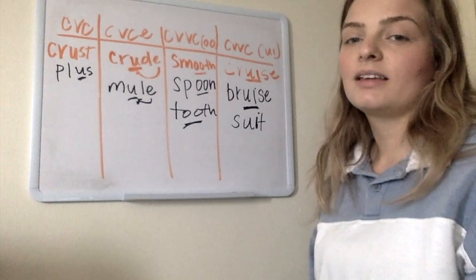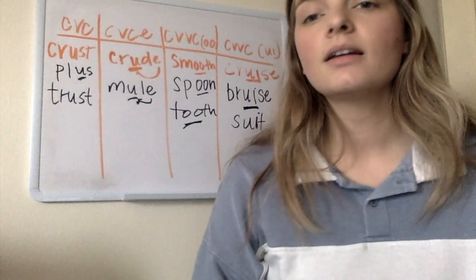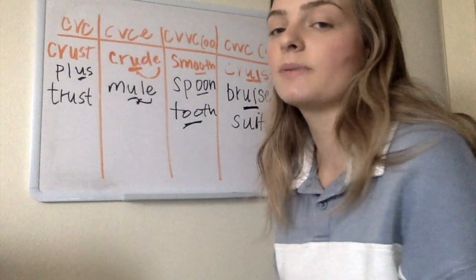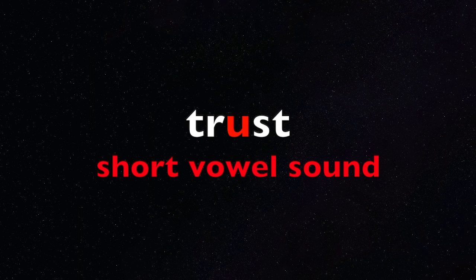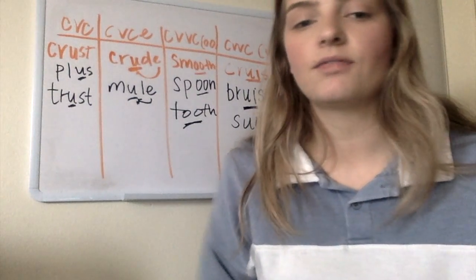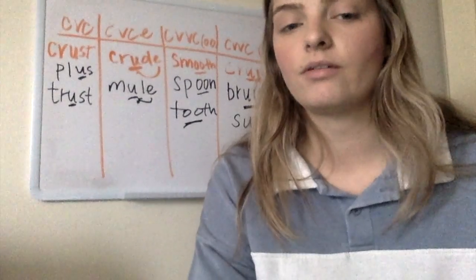Your next word is going to be trust. Which column do you think that word would go under? It does go under our CVC spelling pattern because we see the U here makes a short U vowel sound. It says uh, not ooh. Nice job. You guys are killing this. Let's see if we can do one more. I think you guys are ready for it.